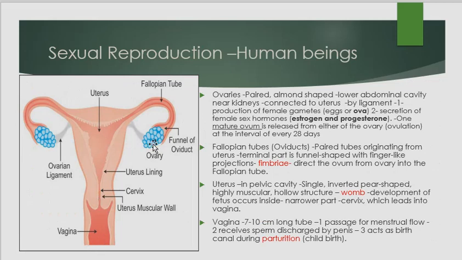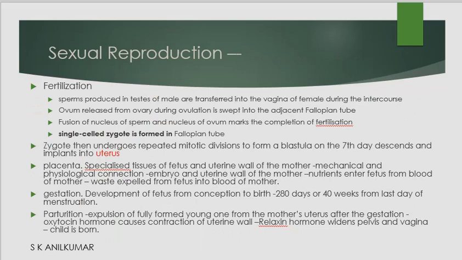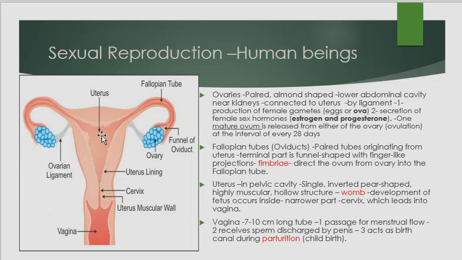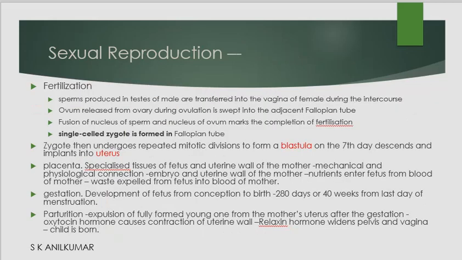So from here the sperms come, the eggs have come here, and a zygote is formed in the fallopian tube. The zygote then undergoes repeated mitotic divisions, mitosis. Mitosis is multiplication, meiosis is generation. Mitotic divisions form a blastula. On the 7th day, it descends and implants itself into the uterus.